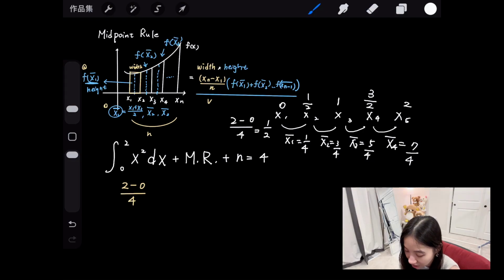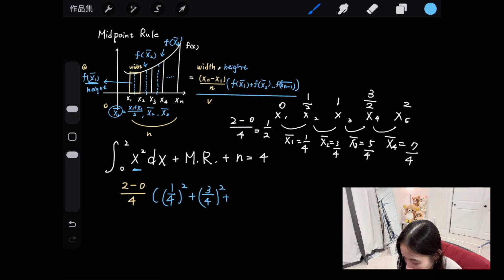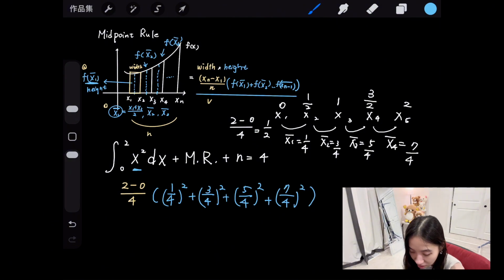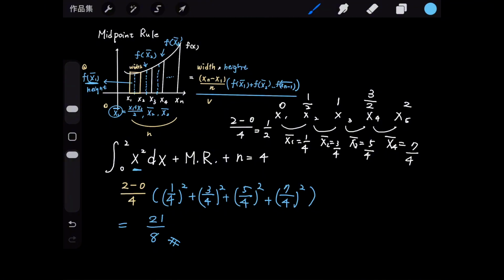Now you have these 4 values, and you plug them in. There will be your f of x1 bar, which is 1 over 4 squared, plus 3 over 4 squared, plus 5 over 4 squared, plus 7 over 4 squared. Add them together, which will be 21 over 8. This is using the midpoint rule to do a numerical integration, a very simple example.